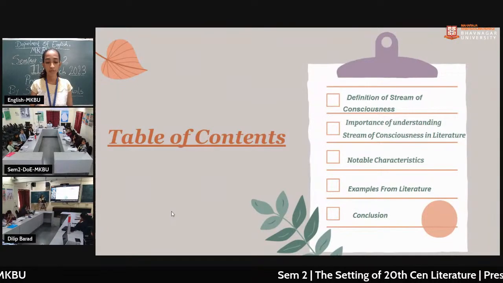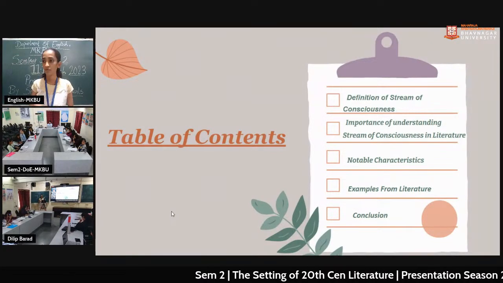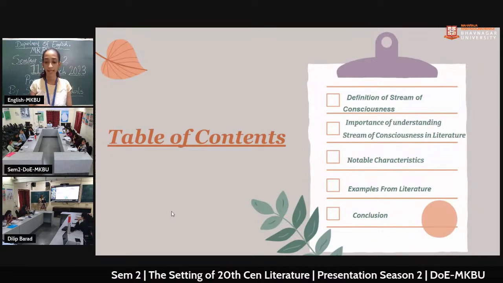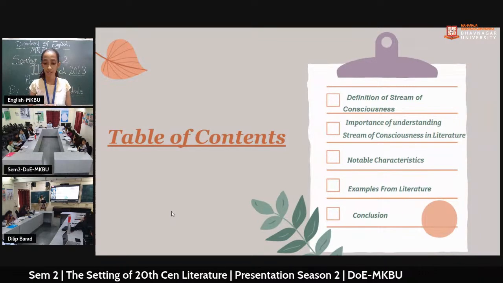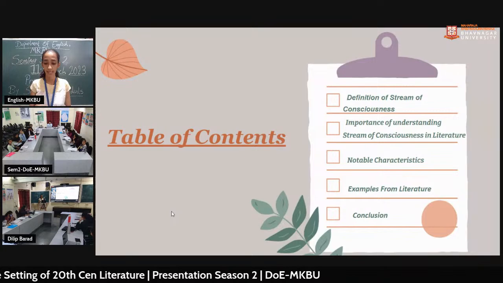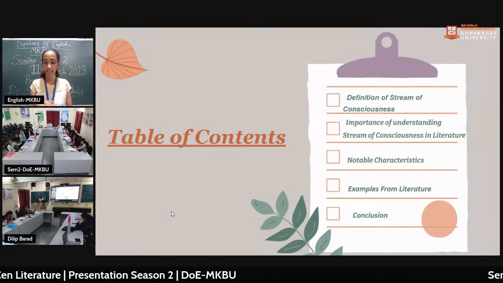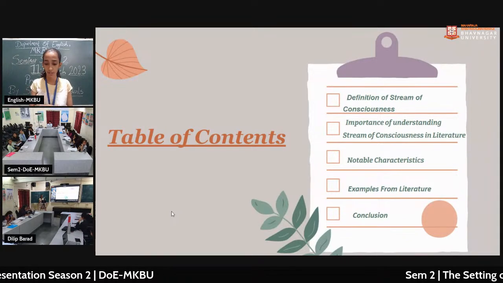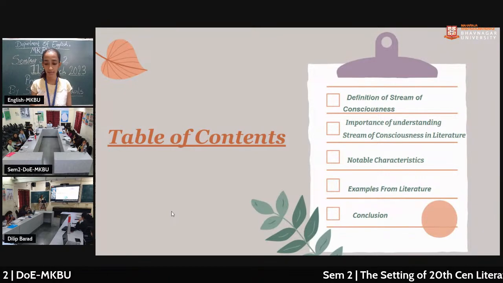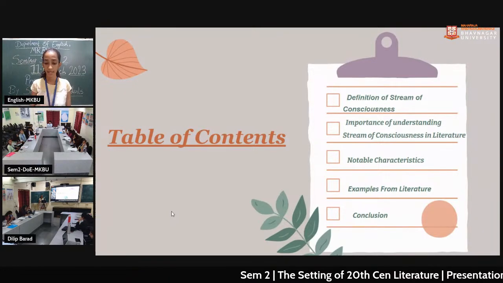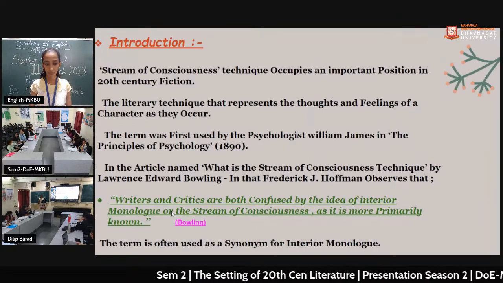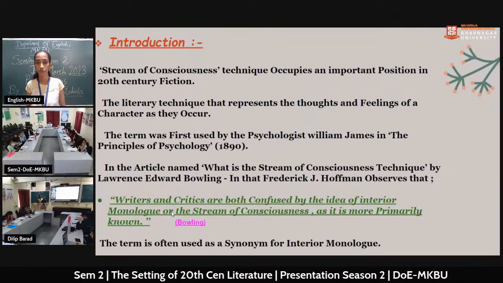In the table of contents, these are the major points I am going to discuss in my entire presentation: definition of stream of consciousness, importance of understanding stream of consciousness in literature, notable characteristics, examples from literature, and conclusion. So let's begin with an introduction.